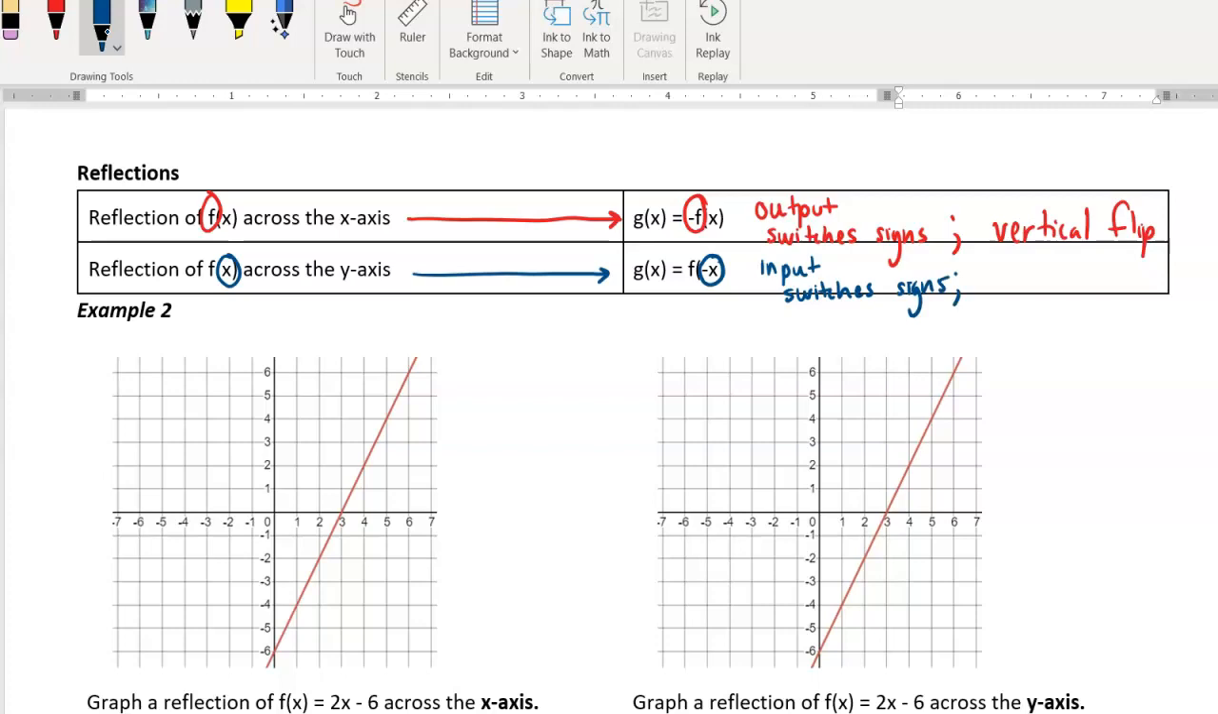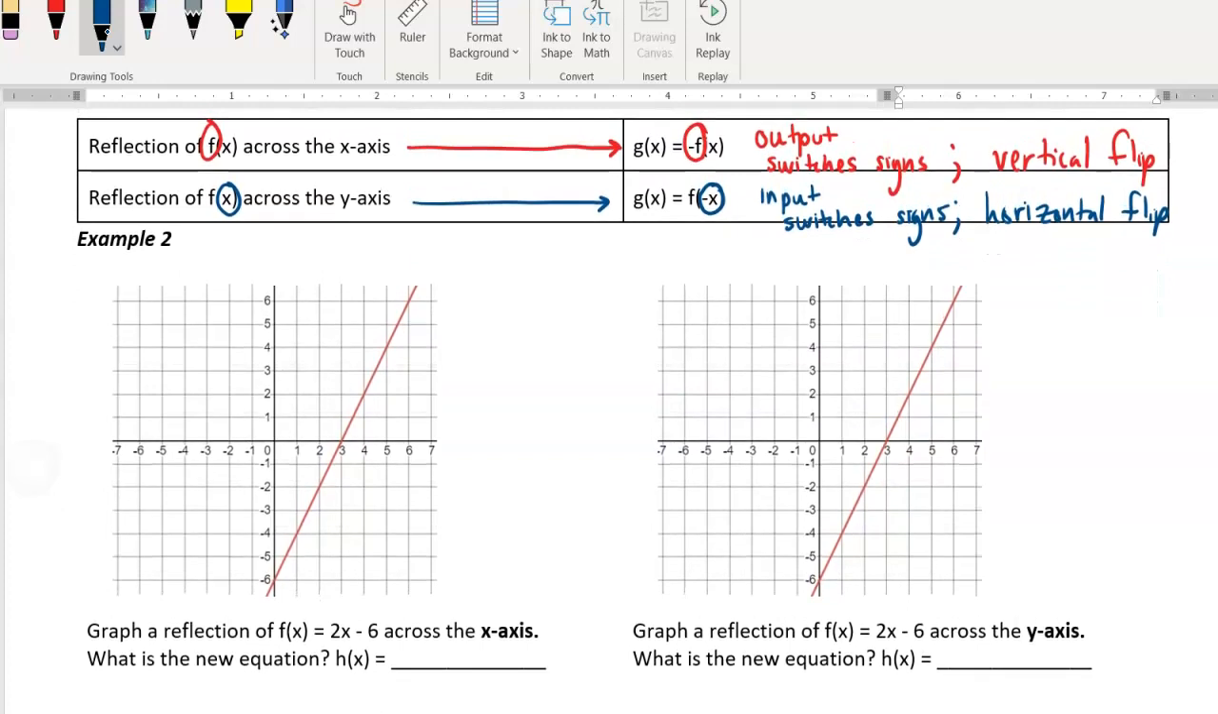And what that's going to mean is that's going to create a horizontal flip. So let's see how we can use that in this example. Here it says, graph a reflection of f of x equals 2x minus 6 across the x-axis. So what that means is that if it's across the x-axis, it's going to be flipped vertically. Because remember, this is our x-axis, this is our y-axis.